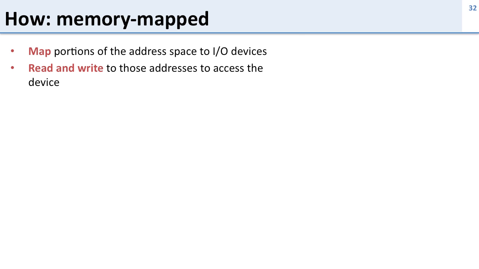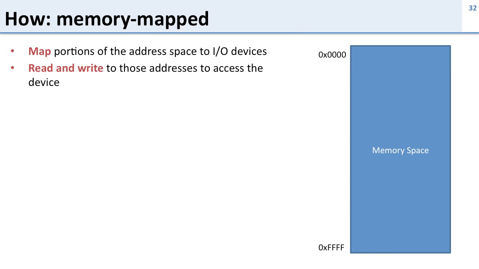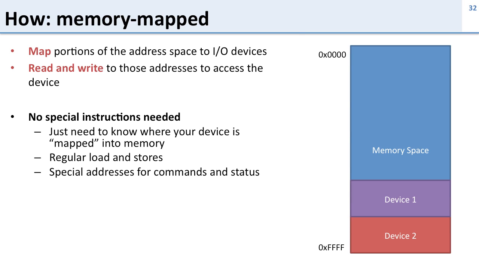Another way to communicate is through memory mapped I/O. The idea here is that we're going to take portions of the address space and we're going to map them to I/O devices. Then to access the I/O device, we just read and write to those addresses. So here's our memory space, and we're going to say, well, these 2 chunks of the memory space don't actually go to our memory, they're going to go to device 1 and device 2. Now we don't need any special instructions. We just need to know the address of these devices, and we do regular loads and stores.